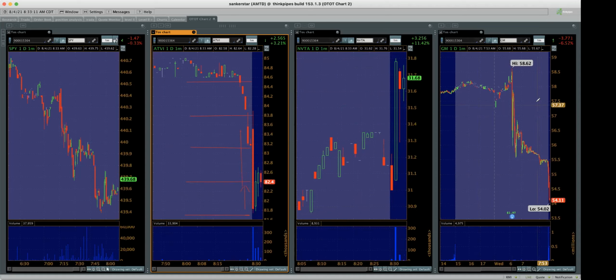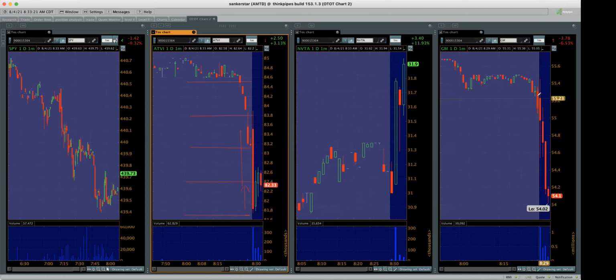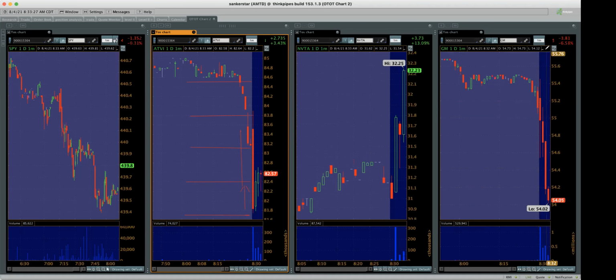All right, GM, well, that would have worked short. It opened here at 55.50, almost a 3R move down in GM already. You certainly can't take it here. Again, you want your trade to go against you at first so you can get an entry point like we did here in ATVI. So NVTA and GM both would work, but you'd have to grab them right at the open.